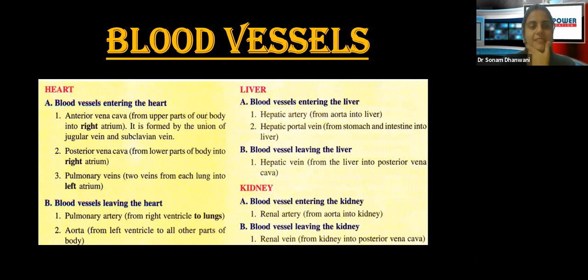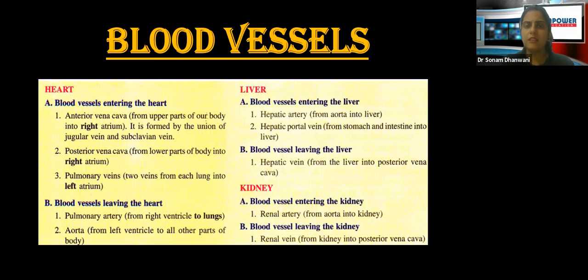All right, so now let's start with the heart. We have dealt with the blood vessels of the heart, but let's quickly brush through it. Blood vessels entering the heart are the anterior vena cava and posterior vena cava. This we have seen. Anterior is the upper part, and then we have the posterior vena cava. They are also known as superior and inferior, right? So anterior vena cava, posterior vena cava, and then we have the pulmonary veins. These are the blood vessels which are entering the heart. Blood vessels which are leaving the heart are the pulmonary artery and the aorta. This we have already seen in our earlier classes for the heart sessions.